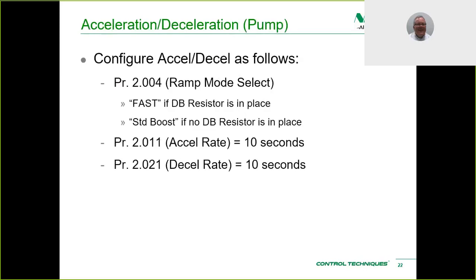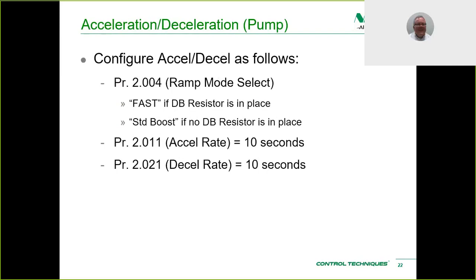Once we've got that done, we're in a position where we can run the motor around and it's all fine. But what we need to think about now are acceleration and deceleration rates. Those are located in menu 2, and I'm going to begin with menu 2 parameter 4. This sets the ramp mode. If you have a dynamic brake resistor installed, set the ramp mode to fast. Fast tells the drive to follow whatever accel and decel ramp rates you set, without the ramp control adjustment coming into play.